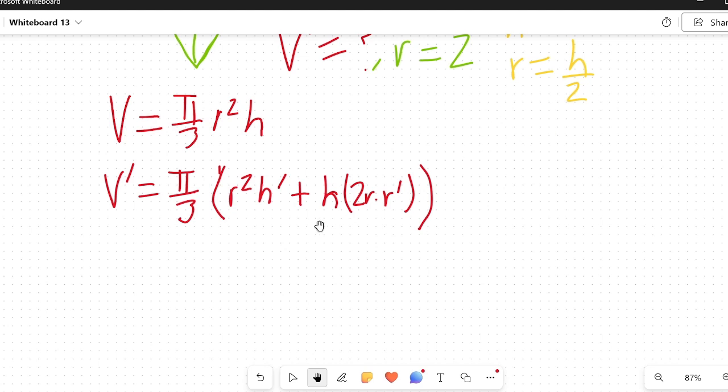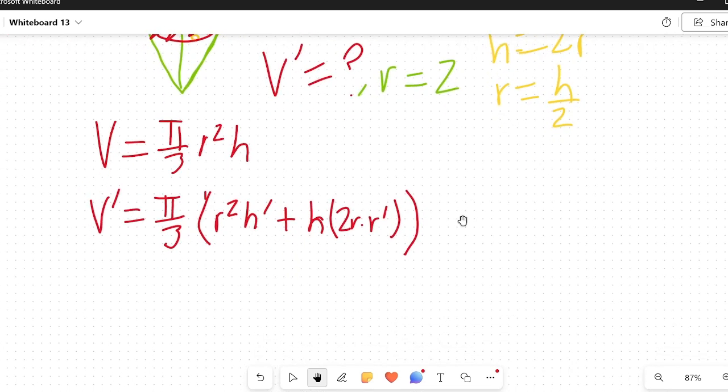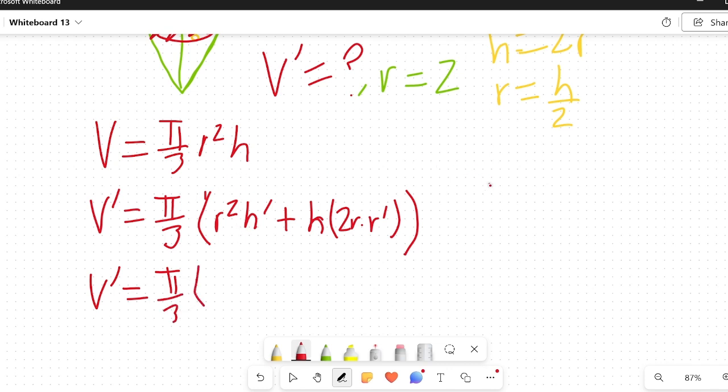If we plug in radius is height divided by 2, then V prime equals pi over 3 times, for r squared, h squared divided by 4, times the rate at which the height is decreasing, which is -2, plus height multiplied by 2 times radius. 2 times radius is just going to be another height, times the rate that the radius is changing, and because the radius is half of the height, that rate is just going to be negative 1.